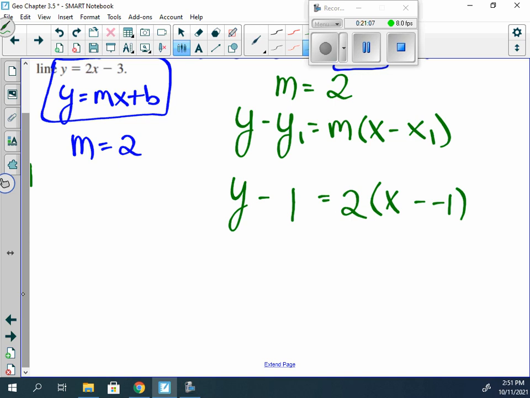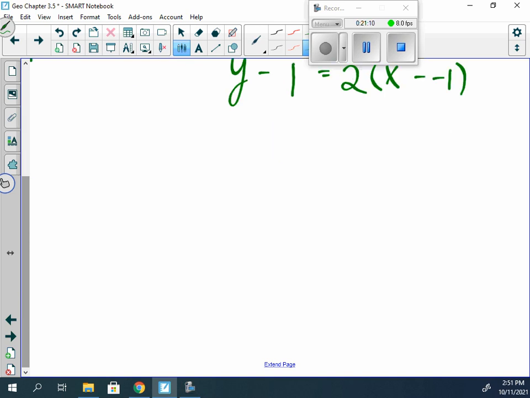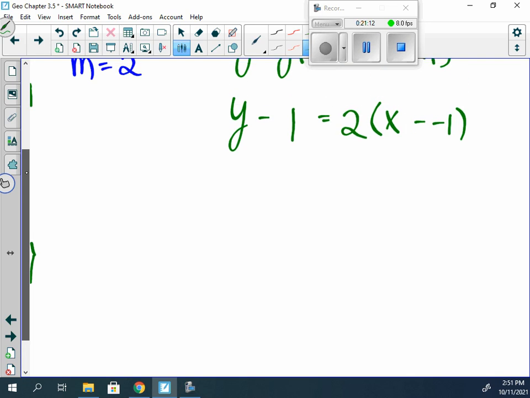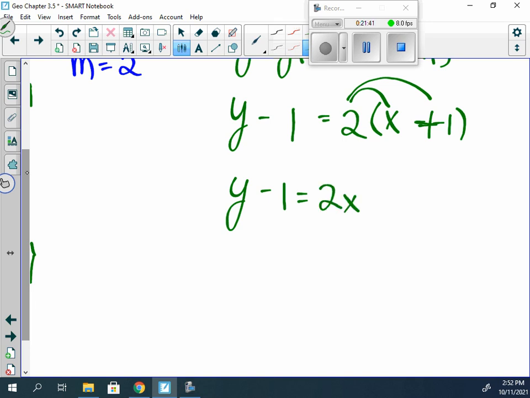Now the only thing we have left to do is to get this equation into y equals mx plus b. We just need to get y by itself, and then we are officially done. As we just said, the minus negative 1 is the same as plus 1, so we can just rewrite that as plus 1. Now, the next thing we need to do is simplify the parentheses. So we're going to multiply through by 2. Well, 2 times x is 2x, and 2 times 1 is 2.